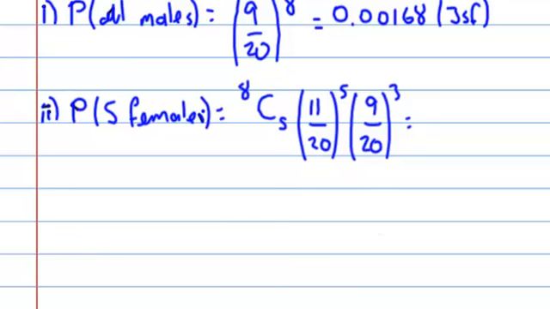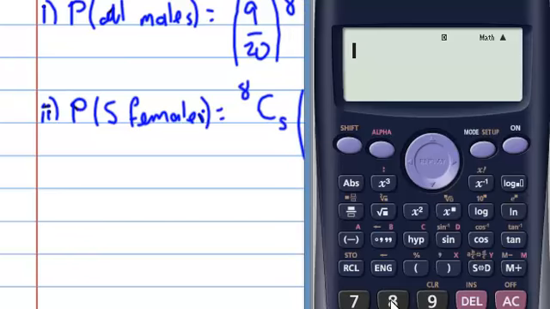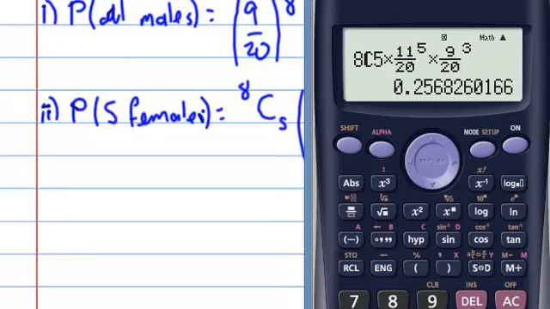So to work that out, we'll bring up the calculator, and it's 8 combination 5 times the fraction 11 over 20 to the power of 5 times the fraction 9 over 20, and that's to the power of 3, which is 0.2568. So using the rounding from earlier, we'll round that off to 3 significant figures as 0.257.